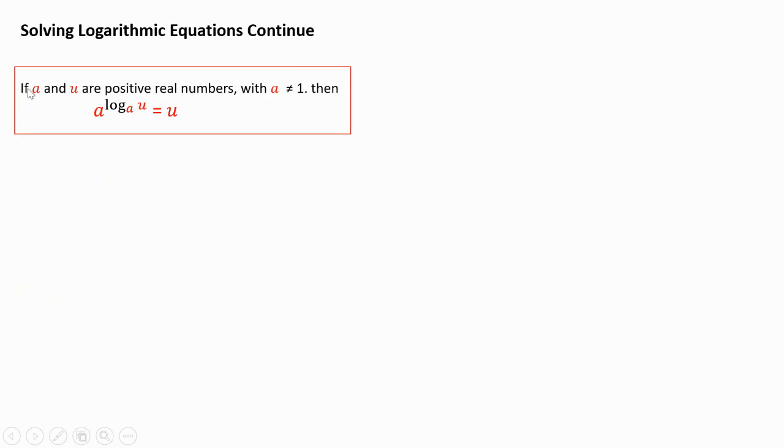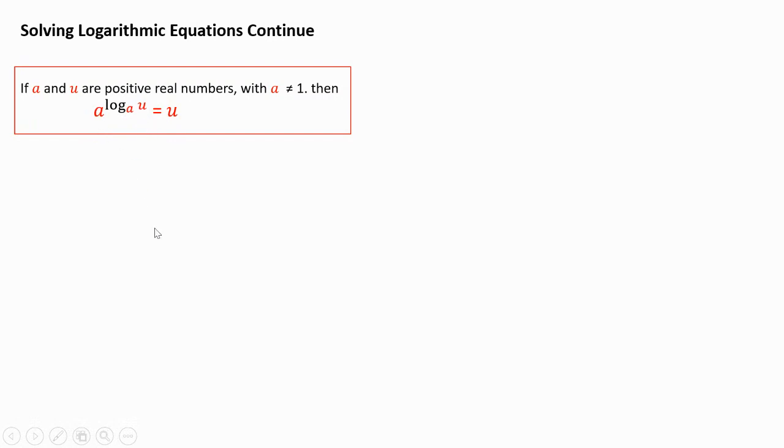Here, there's another rule here. If A and U are positive real numbers where A cannot equal 1, then A raised to the power of log base A of U equals U. So in other words, when you have this is my base, right? When this base is equal to the base of the log, this cancels, this becomes 1. The U just comes down, so U equals U. So I'm going to be applying this rule here.